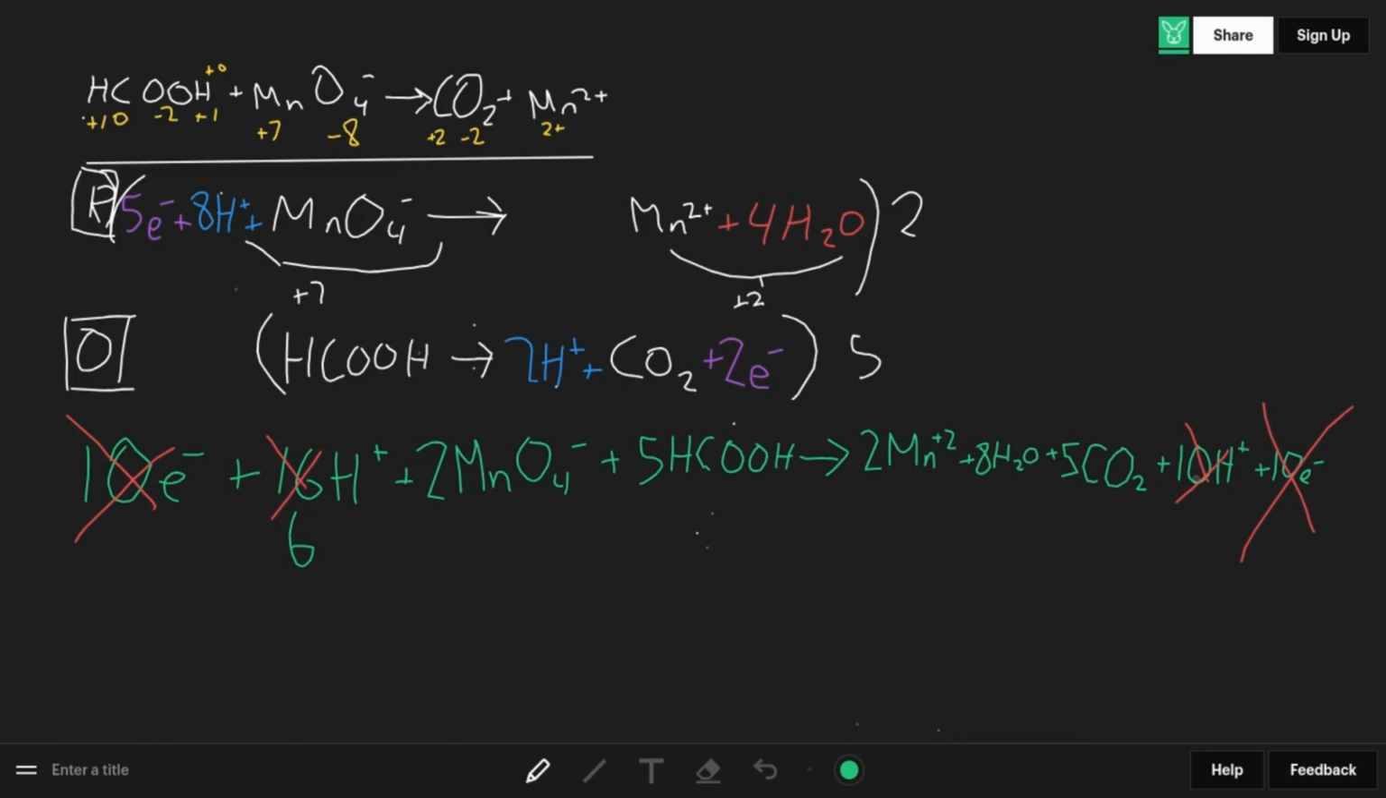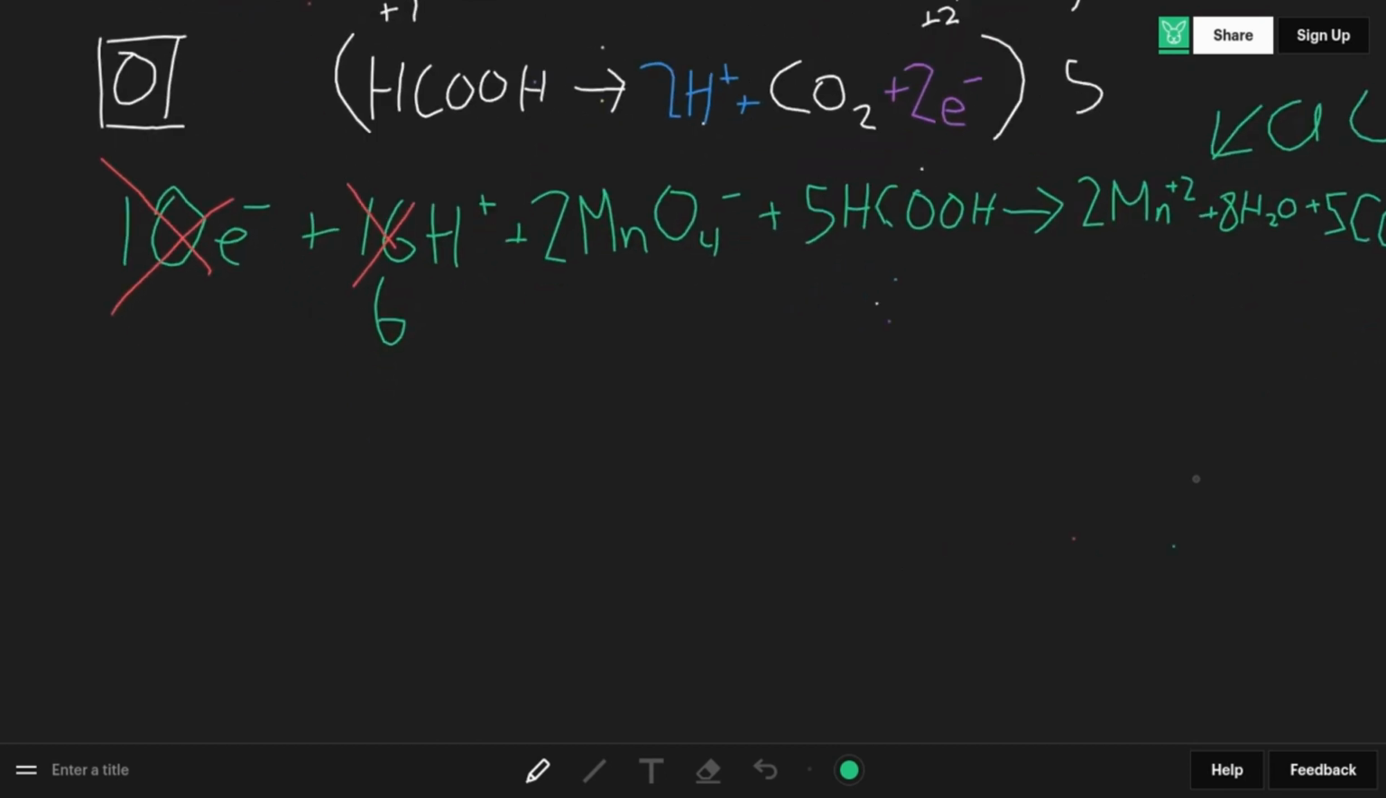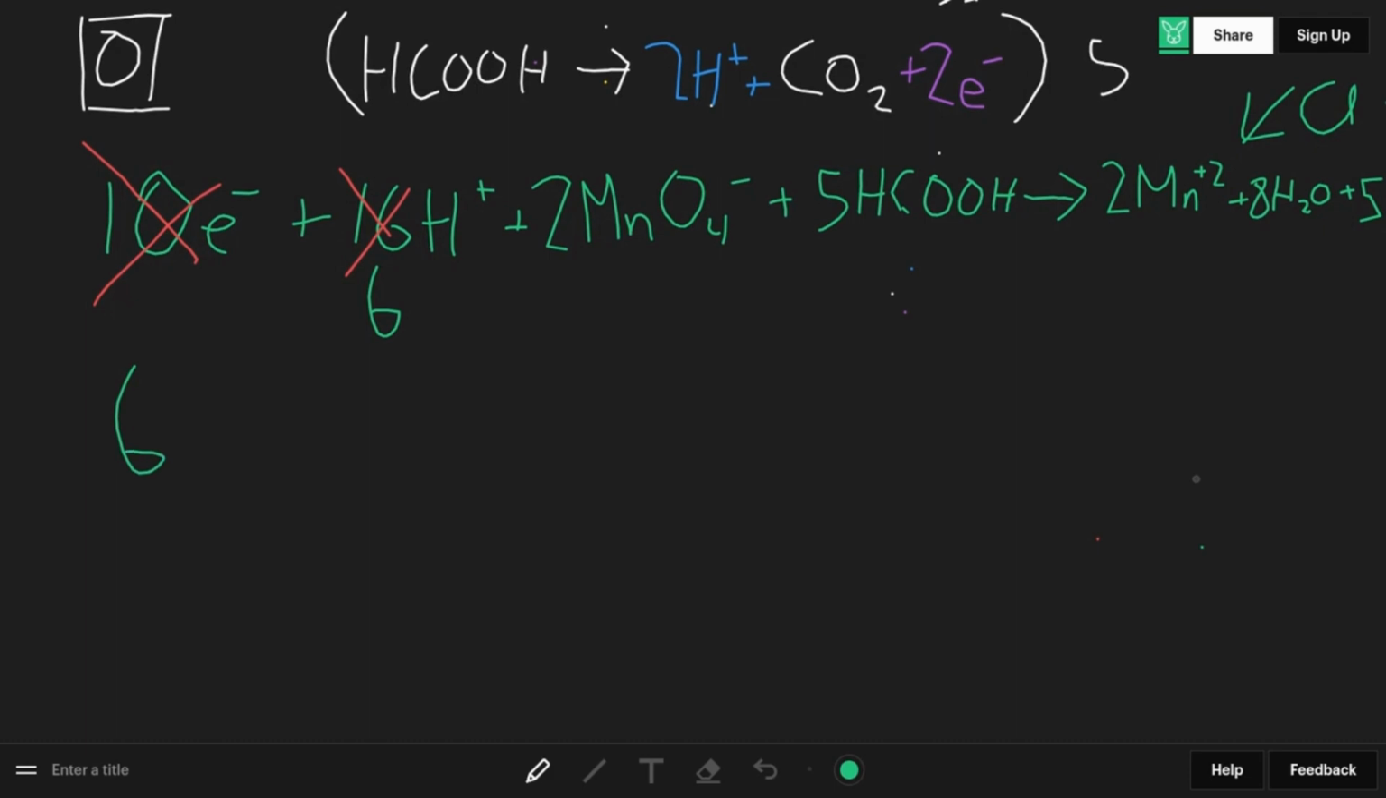Now, if this was in acidic conditions, then we would be done, right? It would just be 6H+ plus 2MnO4- plus 5HCOOH yields 2Mn2+ plus 8 waters and then 5 carbon dioxides. This would be good if this was in acidic conditions. However, if it was basic conditions, then we'll have to do one more quick step. And in that step, actually, I'm going to write it again one more time. So, 6H+ plus 2MnO4-.